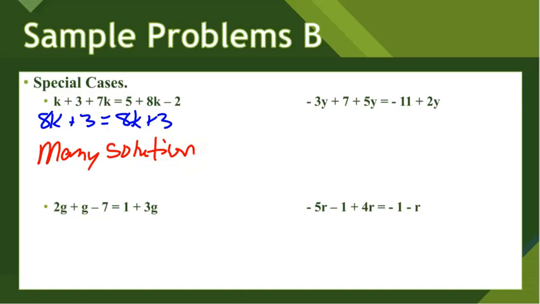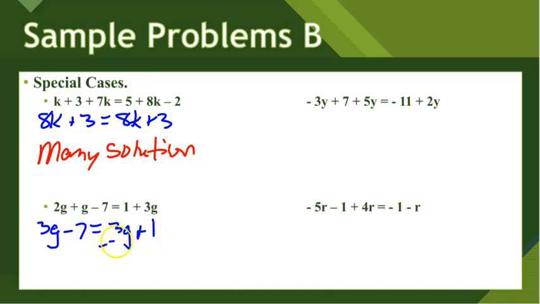Because in the end, if I got all the k's to one side, I would be left with 0 equaling 0. And anytime you have a side equaling the other side, they are equal to each other. That means I can put any number in for k and it will still work out. Next, I have 2g plus 1g is 3g minus 7 equals 3g plus 1.